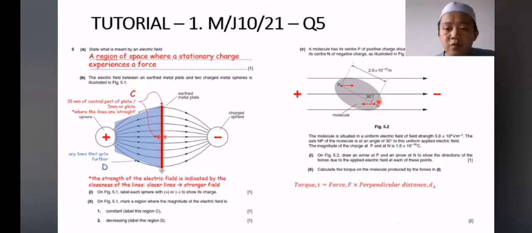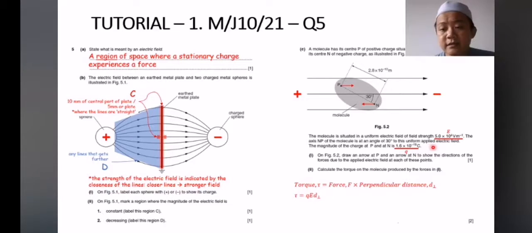Okay, first we substitute where the force here is actually referring to the electric force, force caused by the electric field, where force is equal to QE. Definition of electric field strength tadi tu kan, E is equal to F over Q. So F is equal to QE. And then D perpendicular. So what is D perpendicular, what is Q, and what is E?